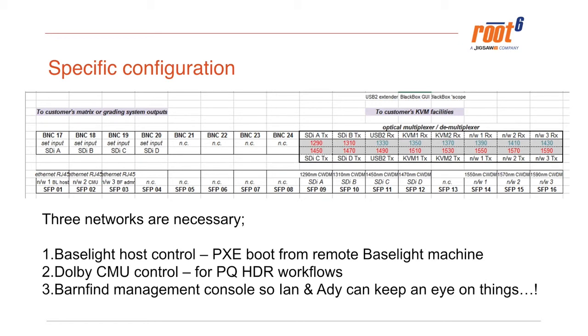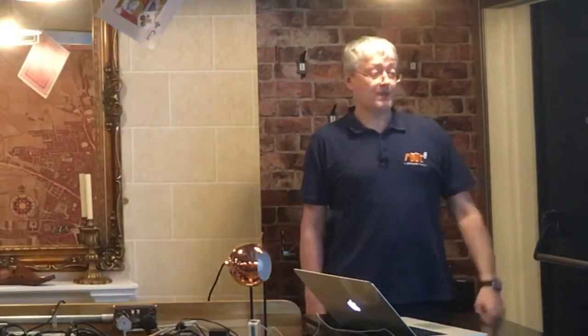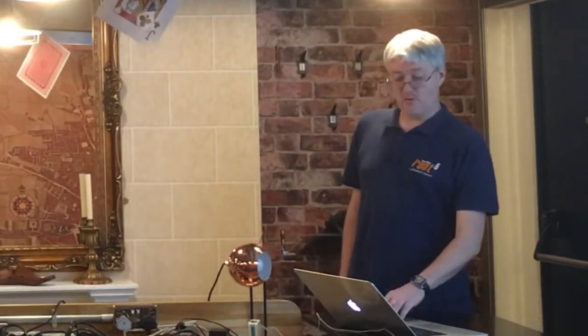Three networks are necessary because when you're using Baselight, for example, the Baselight host, the little PC that sits in the edit suite that has the big blackboard controller connected to it and the keyboard, mouse and displays, PXE boots from the remote Baselight. So we need a solid gigabit connection back to that Baselight with very low latency. So one of the networks is for the Baselight host boot. The Dolby CMU, if you've got a PQ workflow, where you need access to the Dolby color management unit, and also the Bondfind management interface that needs to be brought back over the network as well.